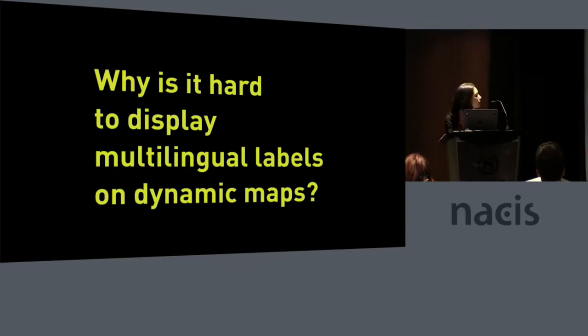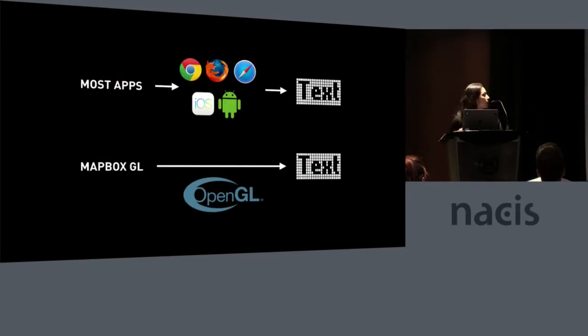This is a particular type of rendering problem, actually. So why is it hard to display multilingual labels on dynamic maps? Lots of other applications support multilingual text, and they've been doing it for years. One of the main reasons is that most applications use the browser or the operating system to do the text rendering.